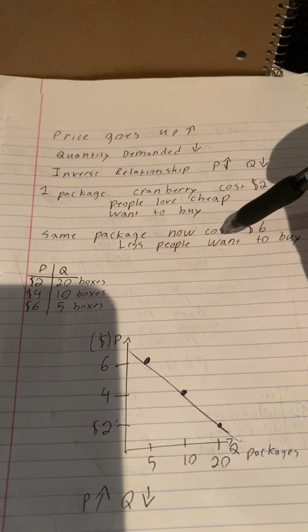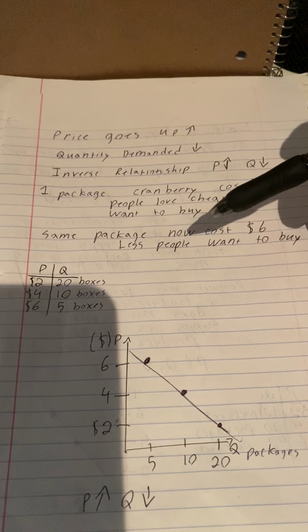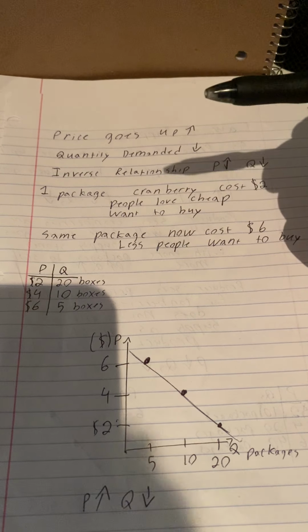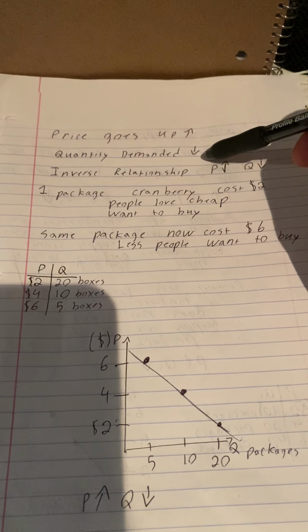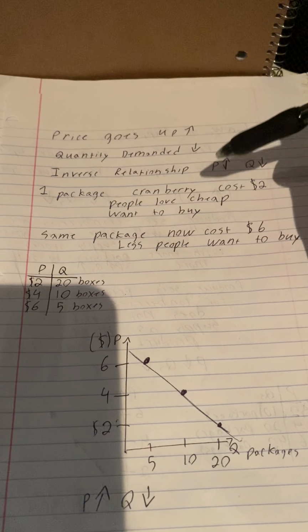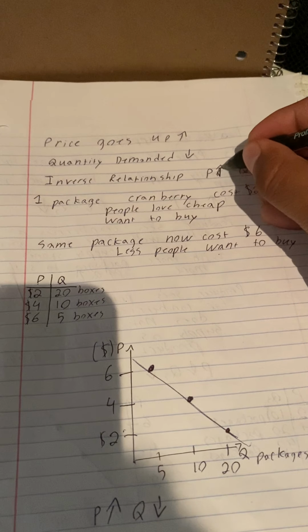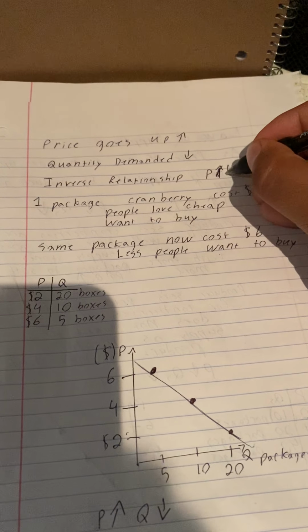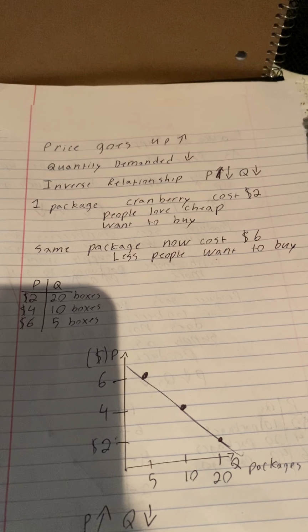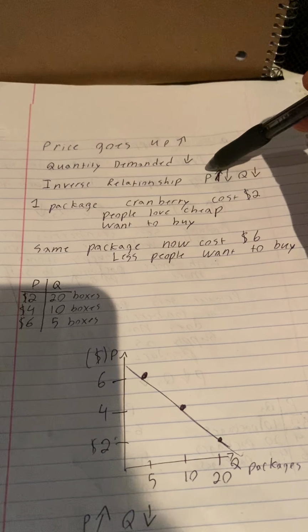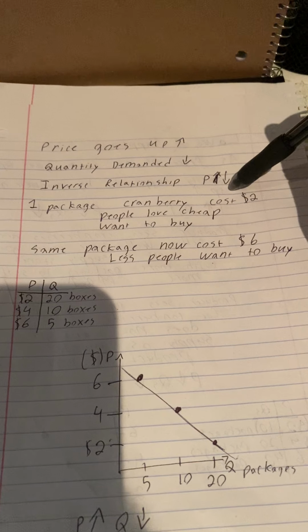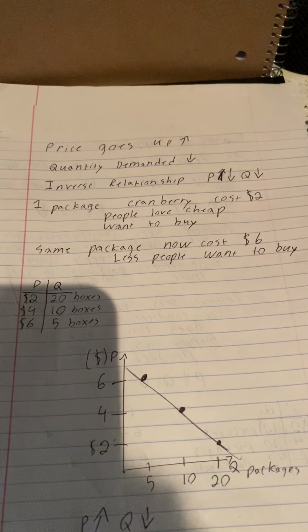As the prices of the cranberry boxes go up, people are saying, you know what, that's kind of too expensive. I don't really want that anymore. The demand goes down. And then the inverse is true. As the price goes down, the quantity goes up.